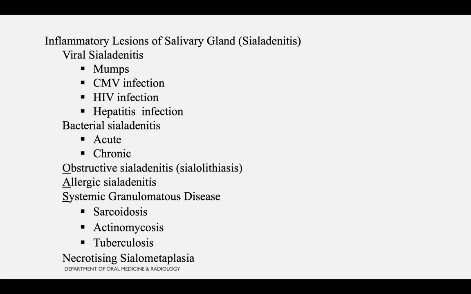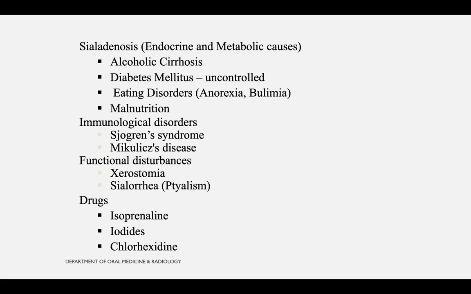Then come systemic granulomatous diseases like sarcoidosis, actinomycosis, and tuberculosis. Necrotizing sialometaplasia is a reactive lesion. Sialadenosis includes the endocrine and metabolic causes. Examples are alcoholic cirrhosis, uncontrolled diabetes mellitus, eating disorders like anorexia and bulimia, and malnutrition. Immunologic disorders like Sjogren's syndrome and Mikulicz's disease are included under this category.